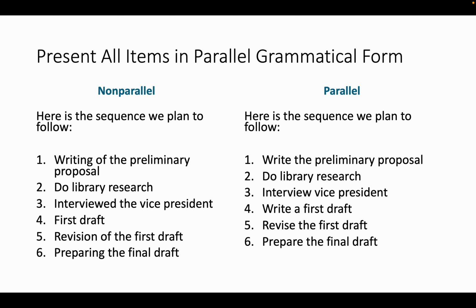So we can see the list on the right is in parallel form, and all of these have verbs that are in present tense. Write the preliminary proposal, do the library research, interview the vice president, write a first draft, revise the first draft, and prepare the final draft. So we can see that the way all of these match grammatically helps our brains to process this information. One of the things that's important about writing technical documents is you want to be able to communicate your information as clearly as possible to as many different people.